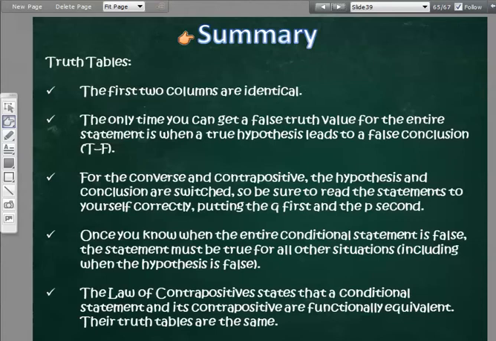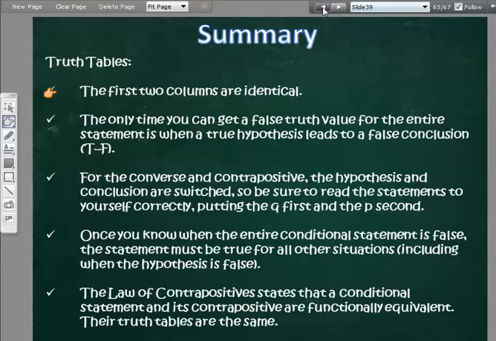Okay, this was a really long lesson and we covered a whole lot. And so our summary is going to be 2 pages long. When you have truth tables, the first 2 columns are identical. Doesn't matter if it's conditional, converse, inverse, or contrapositive. The first 2 columns, P and Q, are always the same.